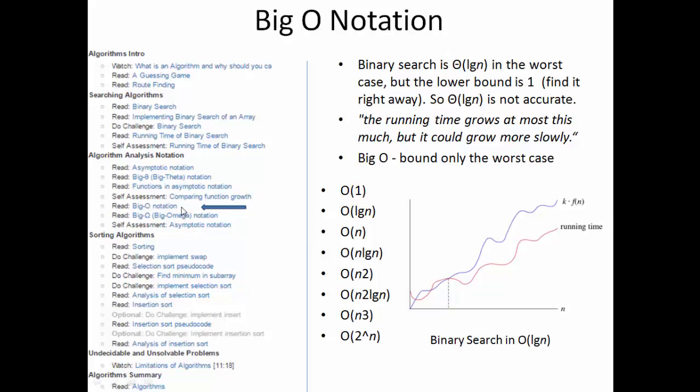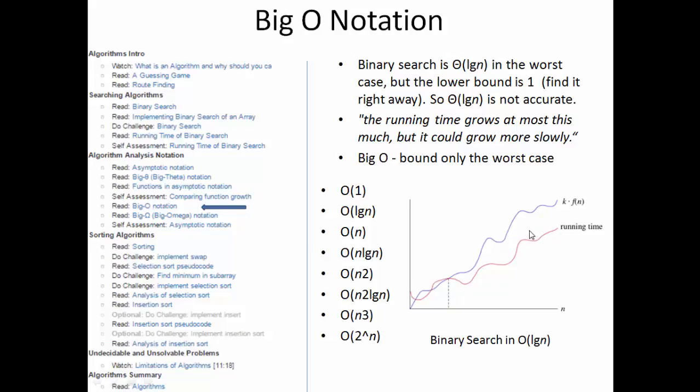I won't do much on big O and big omega because they're very similar to what we just saw with big theta, just different bounds. Big O basically says the running time grows at most this much, but it could grow more slowly. The this much are the same categories. So it could grow order 1, order log base 2 of n, order n, etc. And so basically the graph looks like this, that after a certain kind of critical mass of points, the running time will never exceed the bound that we put on there. So if we say it's order n squared, the running time will always be below order n squared. And that's what big O notation means.